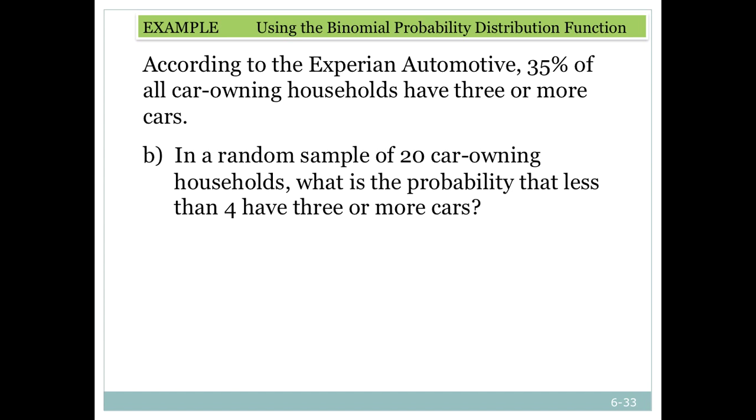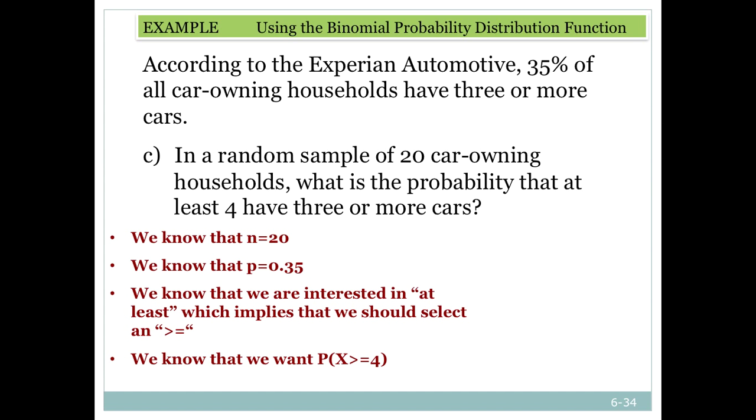So let's take a look at one last example here. In a random sample, what is the probability that at least 4 have 3 or more cars? We could type this into StatCrunch, and there's absolutely nothing wrong with that.